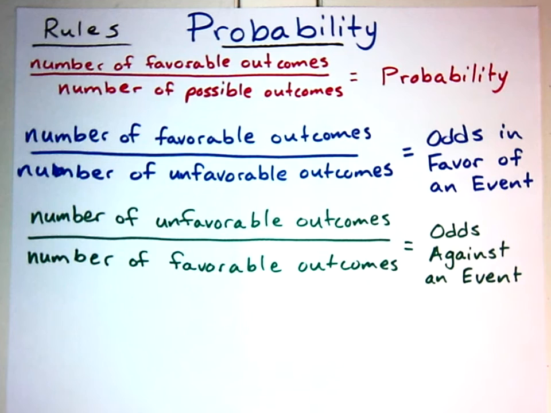So for odds in favor of an event, it's going to be the number of favorable outcomes, just like in probability, but in the denominator, this time, instead of all possible outcomes, it's just the number of unfavorable outcomes. So it's the favorable compared to the unfavorable. And then odds against is similar to odds in favor, but it's flipped. So in the numerator, it's going to be the number of unfavorable outcomes over the number of favorable outcomes. So you need to know those differences.